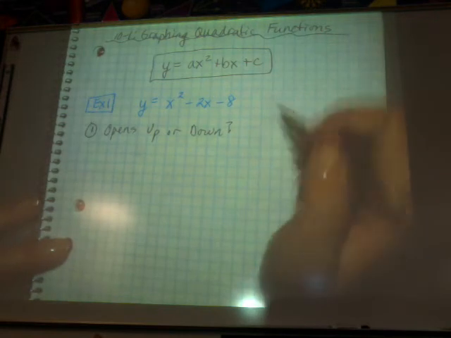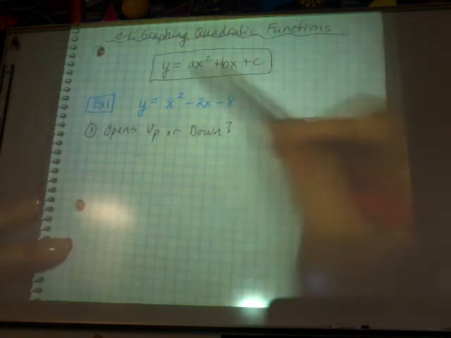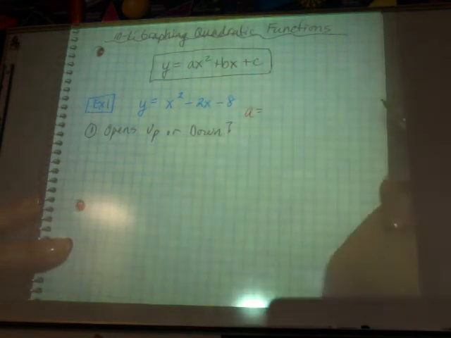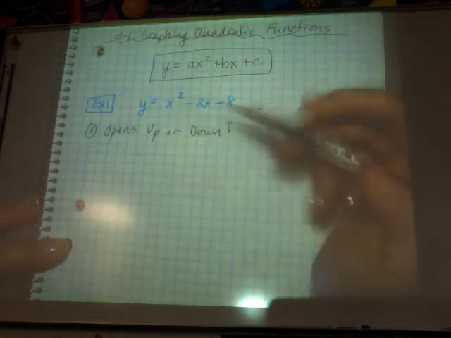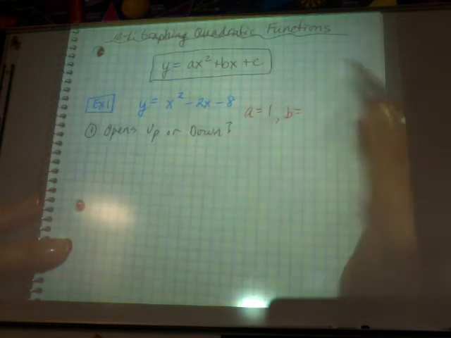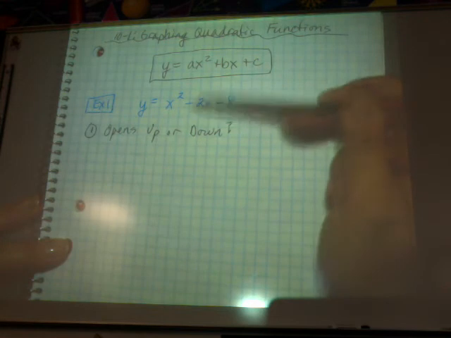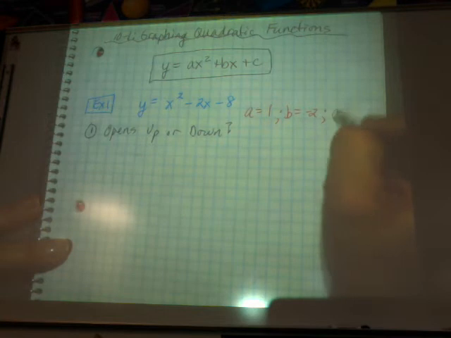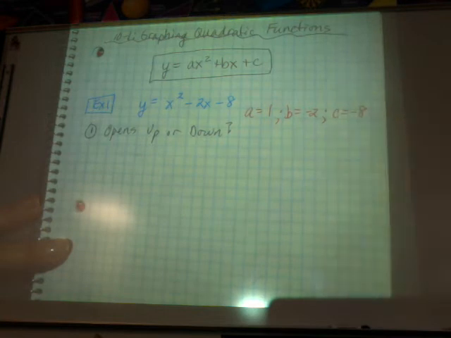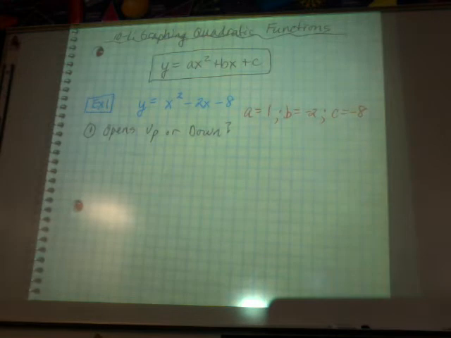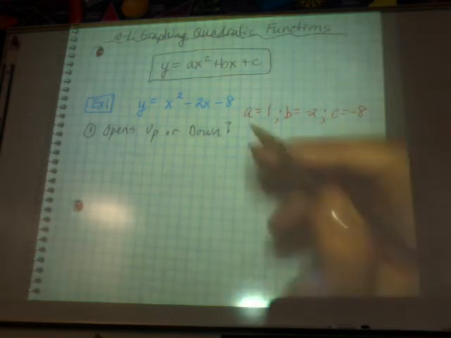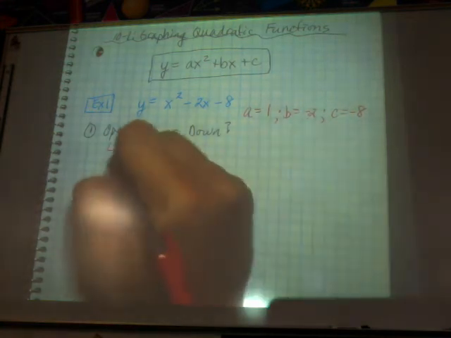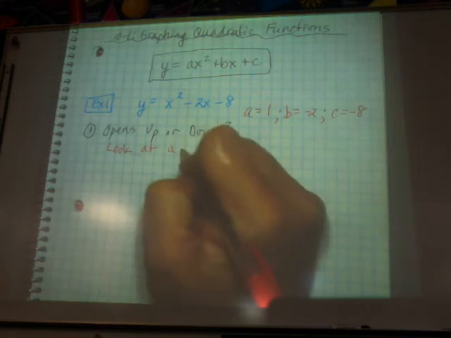In order to determine that, I need to find my A, my B, and my C. So according to this equation, what is A? The coefficient of the square term is what? 1. What's B? It is -2 because the sign associated with it is negative. And what is C? C is -8. C is your constant. When you decide whether it opens up or down, you're going to look at your A value.